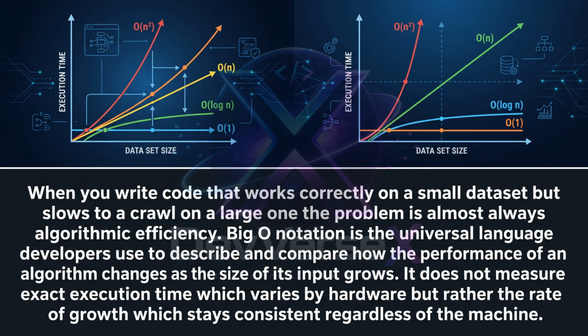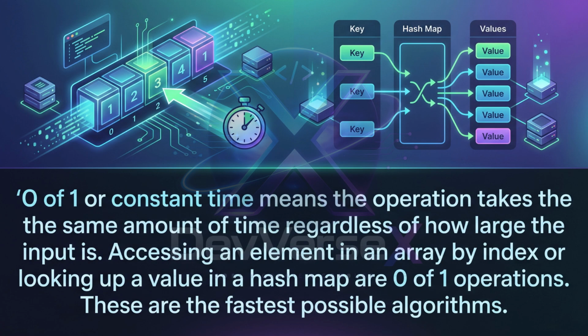It does not measure exact execution time, which varies by hardware, but rather the rate of growth, which stays consistent regardless of the machine. O(1), or constant time, means the operation takes the same amount of time regardless of how large the input is. Accessing an element in an array by index or looking up a value in a hash map are O(1) operations. These are the fastest possible algorithms.